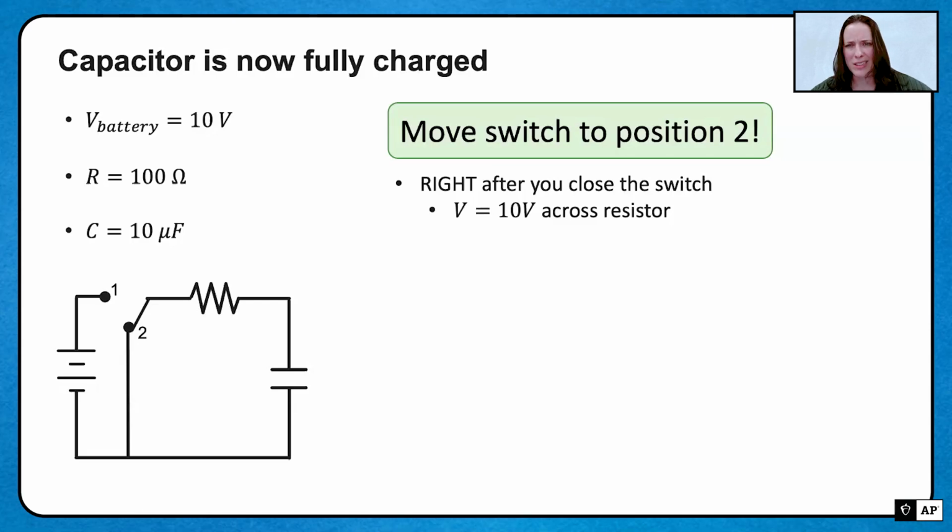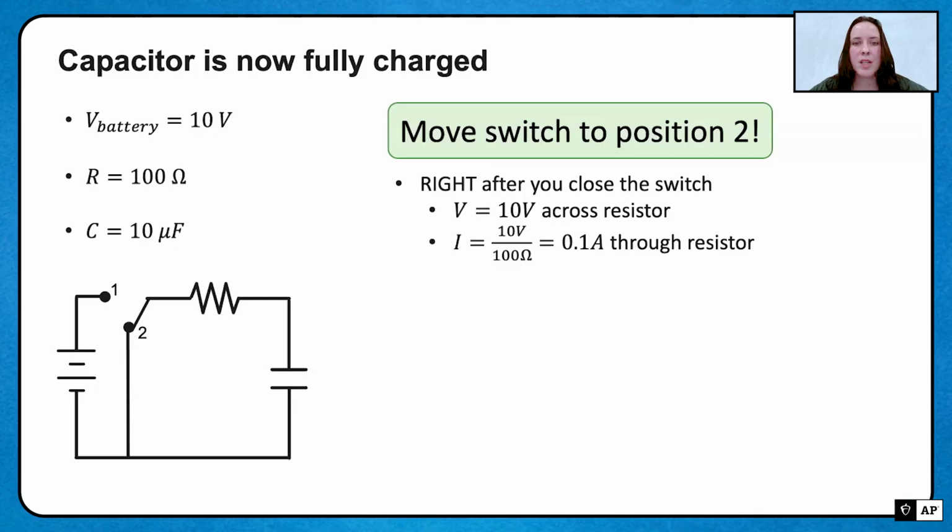And also technically series, but parallel right now. So that means I, V over R, is also 0.1 amps. But now it's going the other way. Now it's coming from the positive terminal of my capacitor. So now it's going this way instead.